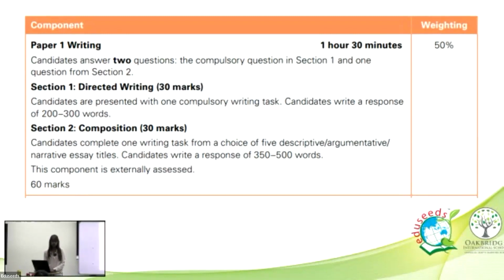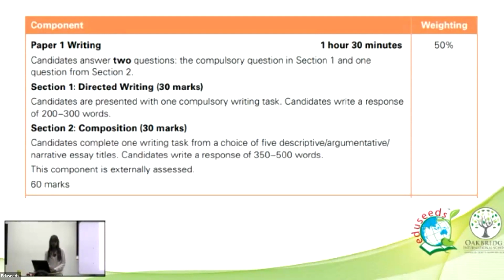Section 1, reading for ideas, 25 marks. So you will have to scan a factual text and identify the key points. And then using the key points, you will produce a written summary of 150 to 180 words. So there's a word limit given and you are strictly required to follow it. And then you have to answer questions to identify examples of function in the text, for example, opinions, advice, criticism, or warnings. So that's for section 1.